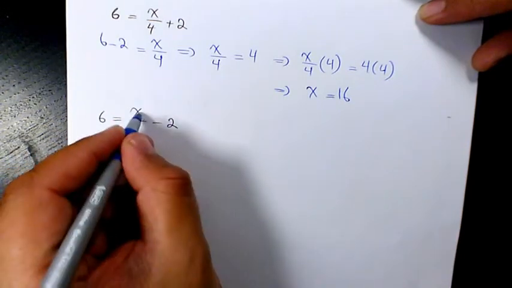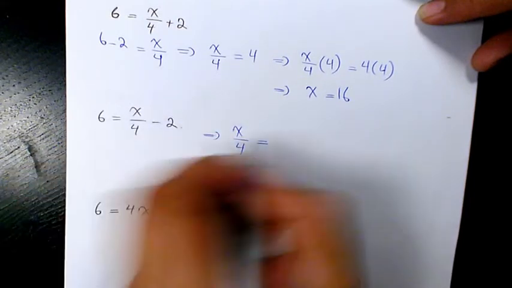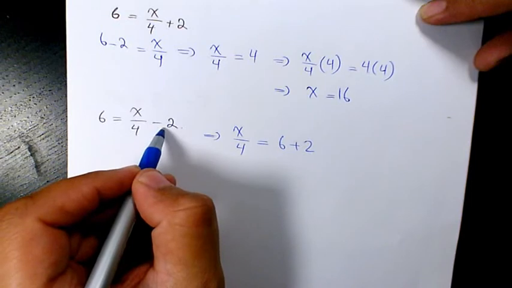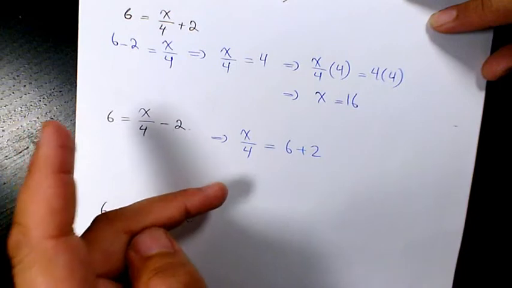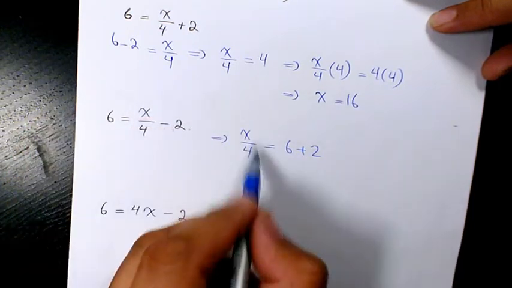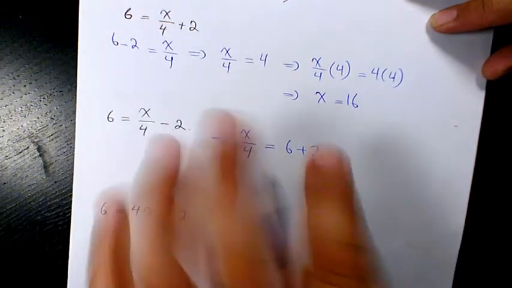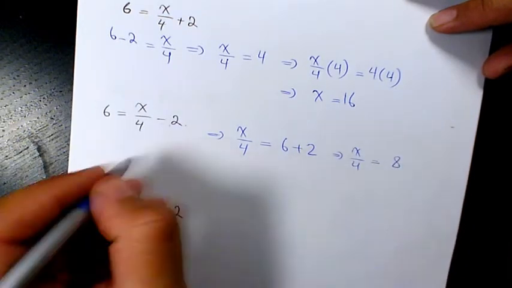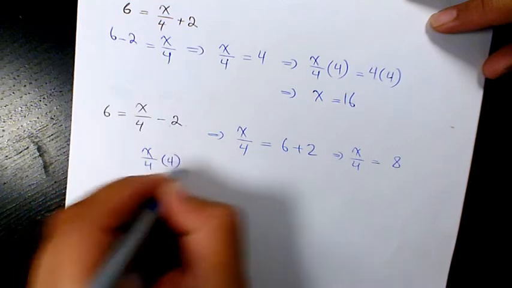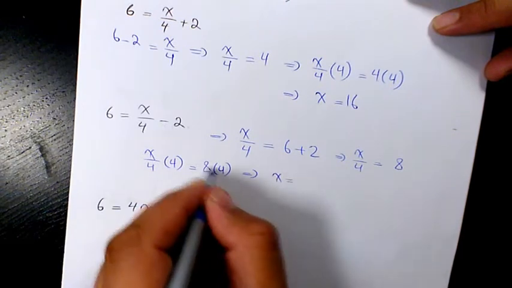6 equals x over 4 minus 2. So I can say x over 4 will be equal to 6 plus 2, because you can move negative 2 to the other side, so it's going to be 6 plus 2. You can flip the right hand side or left hand side, so that's why I wrote x over 4 on the left hand side and 6 plus 2 on the right hand side. Doesn't matter. You could do the other way around. So x over 4 will be equal to 8, so I need to multiply both sides by 4. So 8 times 4. So 4x divided by 4 is going to be x. 8 times 4 is going to be 32. So x will be equal to 32.